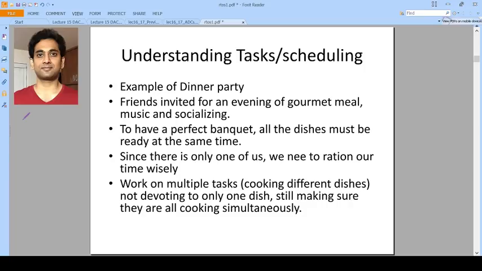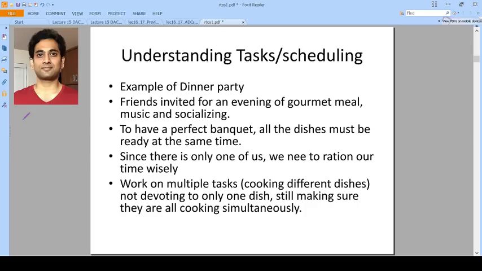So to understand the multitasking mechanism in a much more mundane and relatable example, let's talk about a dinner party. Let's say you are hosting a dinner party. As a host, you have invited your friends and relatives over for an evening of gourmet meal, music, and socializing. Now, you're planning a perfect banquet. In order for this perfect banquet to materialize, you want to make sure that all dishes, all the delicacies are ready at the same time. You don't want your dessert or your main course to be ready much ahead and be cold and spoiled in time for the party.